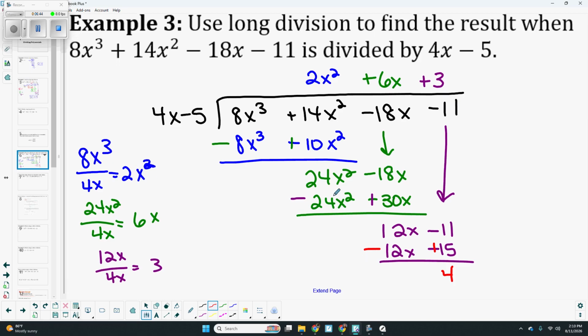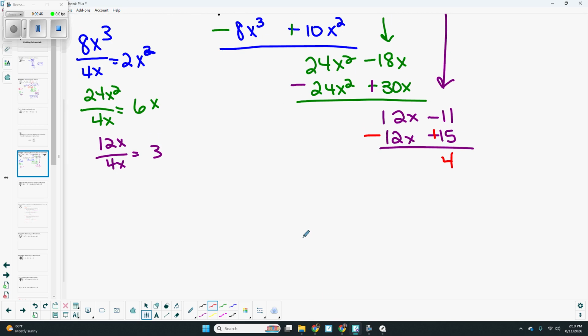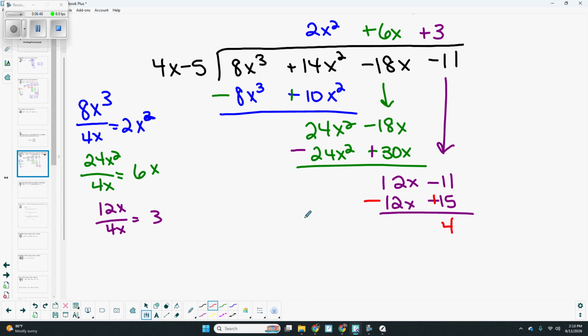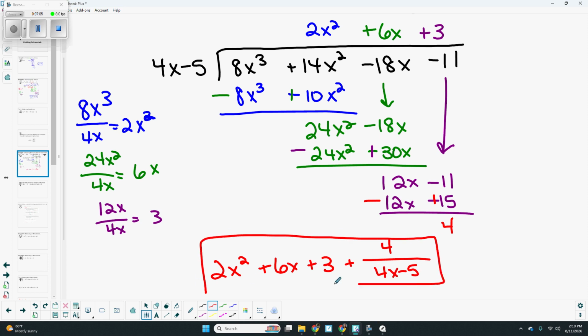My answer will be written as what I had, 2x squared plus 6x plus 3 plus the remainder of 4 over what I divided by, which was 4x minus 5. And that is what my answer would look like here.